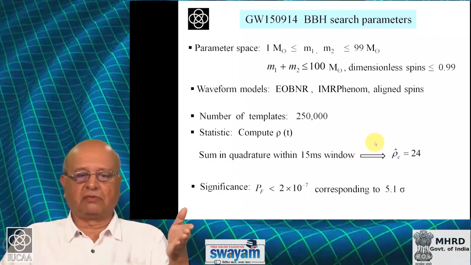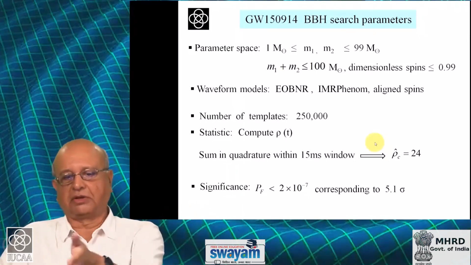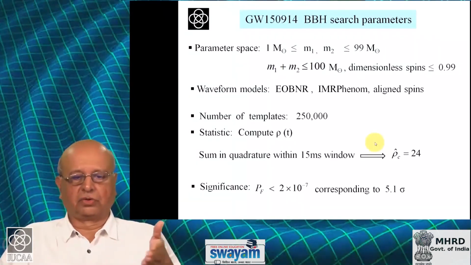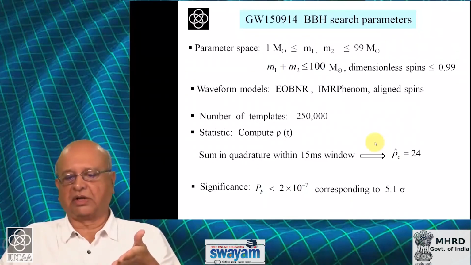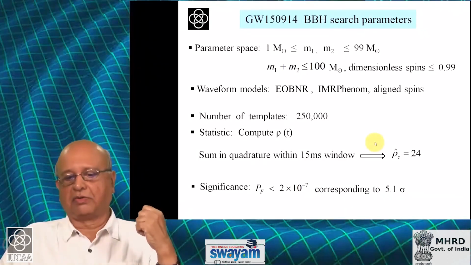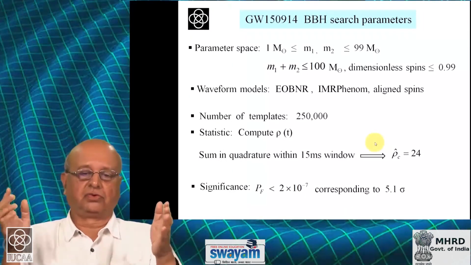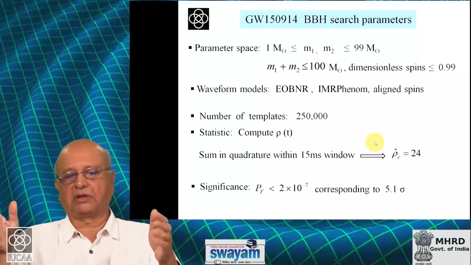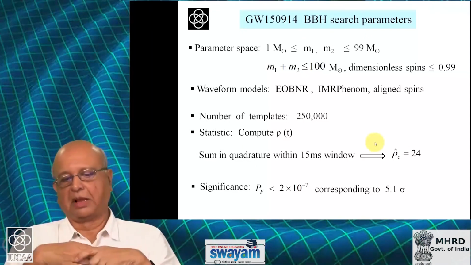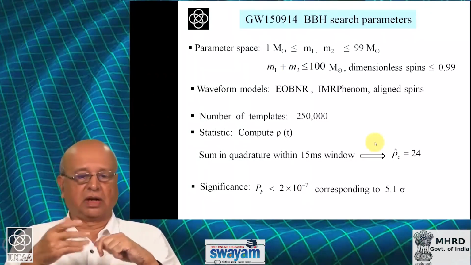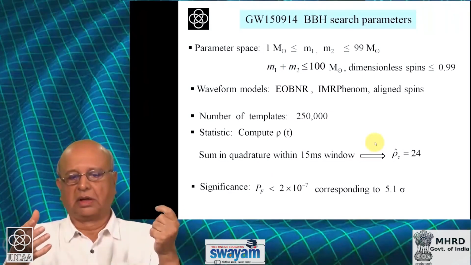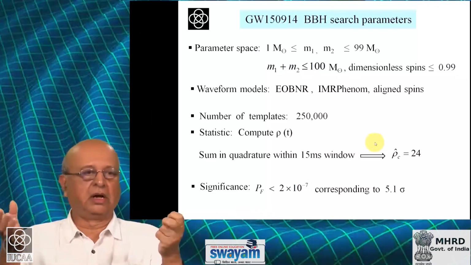Now, the parameter space was not 1 to 30 solar masses, but the masses were running from 1 solar mass to 99 solar masses, and also M1 plus M2 was less than 100 M sun and so on. And also one had taken an effective spin, which was aligned spin, and so there were several dynamical parameters, there were phases, there was time of arrival. So, the parameter space was much bigger, and the waveform models also were what are called effective one body, numerical relativity, combinations of this.